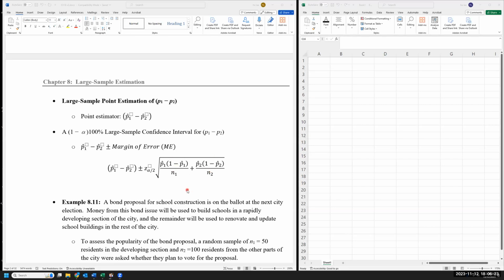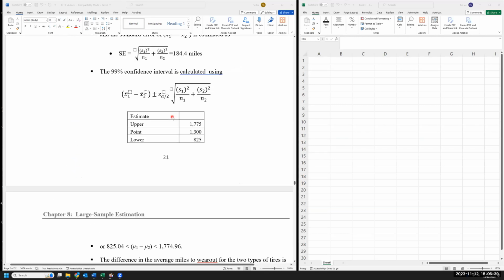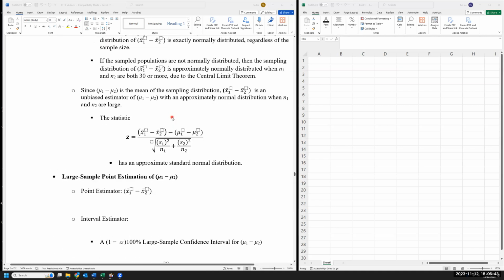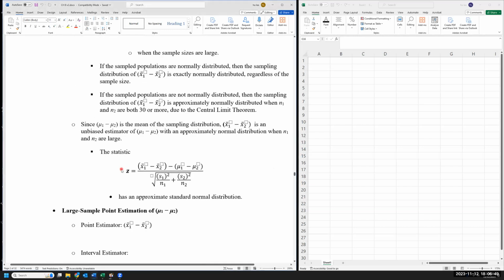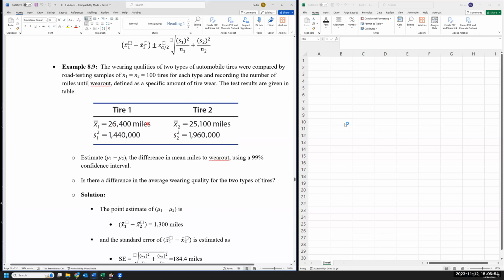Given that I've now introduced to you the difference in sample means and the difference in population proportions, let's do a couple of examples of what I'm just talking about. So let's scroll up, go back to section 5. Where's section 5? Which is right here. Let's go to a couple of examples and do them. Let's do this one, example 8.9.